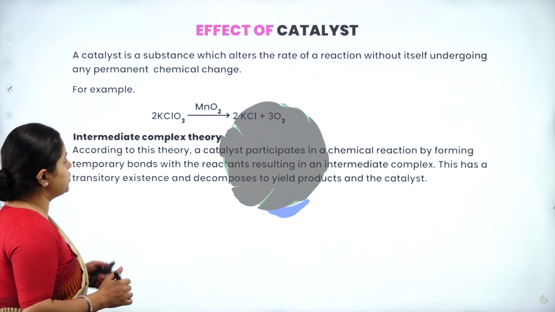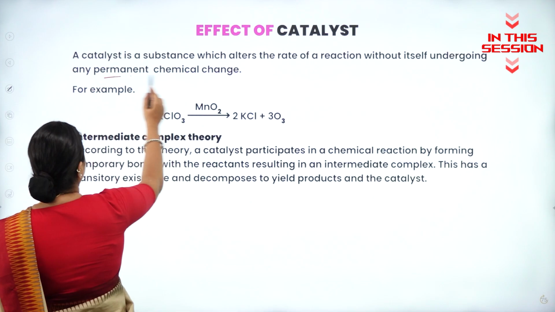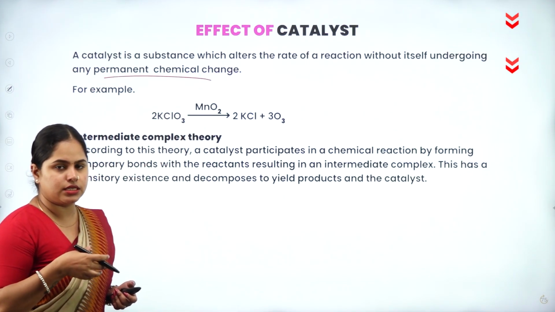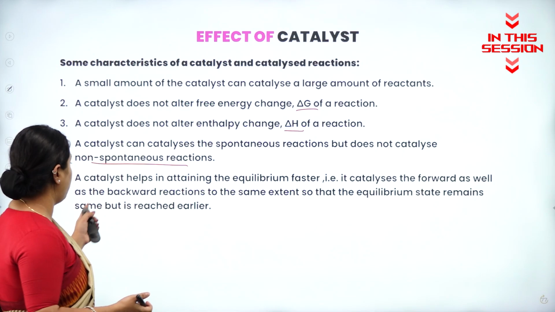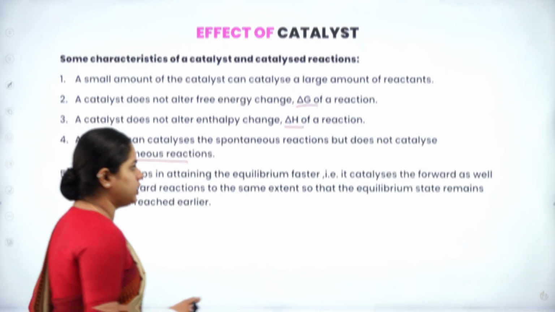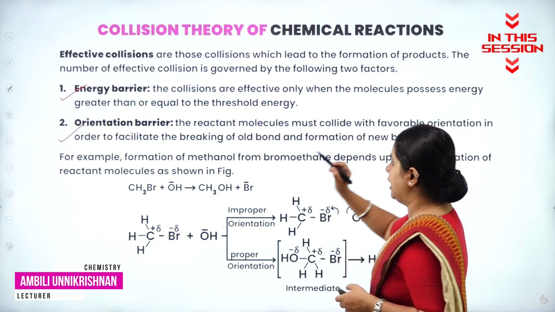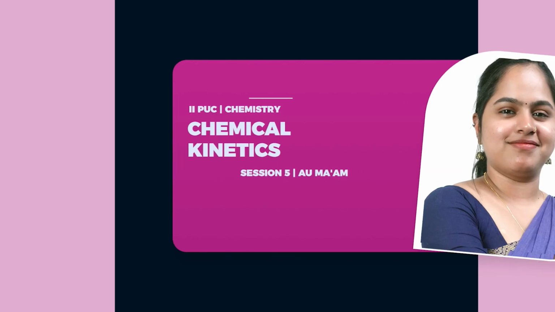So catalyst is a substance which alters the rate of the reaction without itself undergoing any permanent chemical change. So by the end of the reaction, we'll obtain the catalyst as it is. It just alters the rate of the reaction. A catalyst helps in attaining the equilibrium faster. That is, it catalyzes the forward as well as the backward reaction. So energy barrier, the collisions are effective only when the molecules possess energy greater than or equal to the threshold energy.